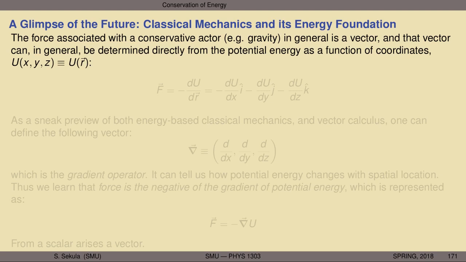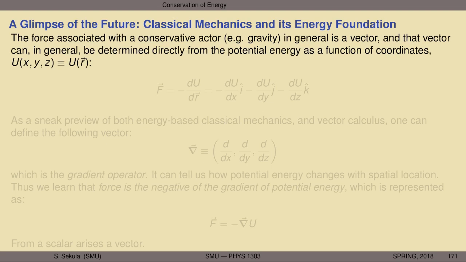Here's a glimpse of the future, specifically classical mechanics and its energy foundation. The force associated with a conservative actor like gravity, or the spring force, or even, as you'll glimpse in the second semester of this course, Coulomb's law, the electric force. The force associated with a conservative actor, in general, is a vector. It has direction and magnitude. That vector, however, can, in general, be determined directly from the potential energy associated with the force, written as a function of its coordinate. So for instance, potential energy might vary with x or y or z coordinate.